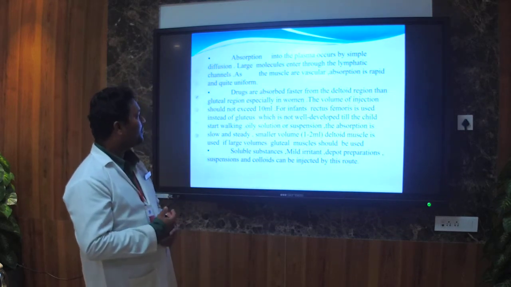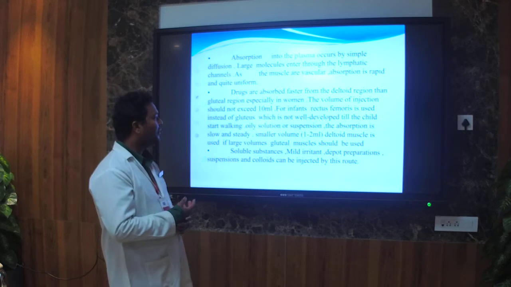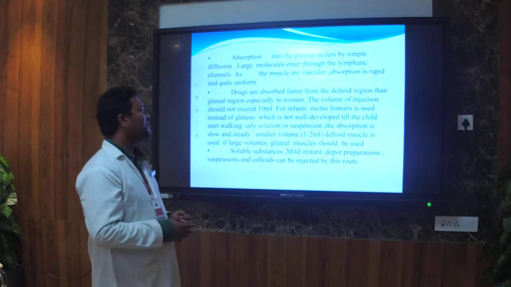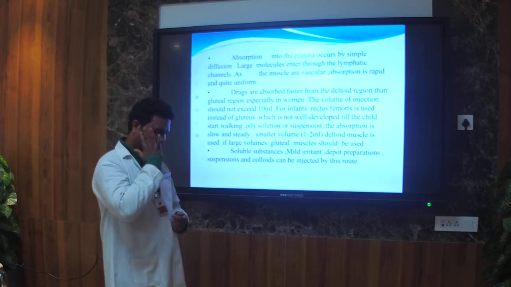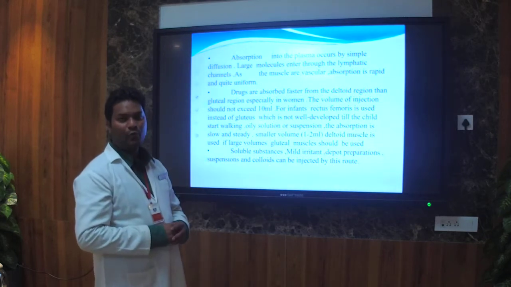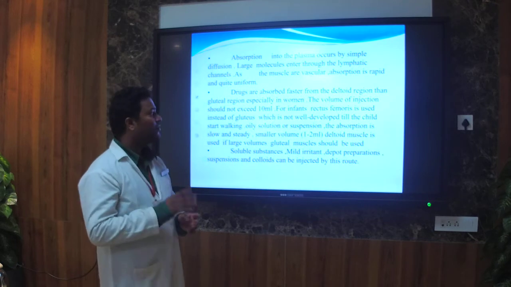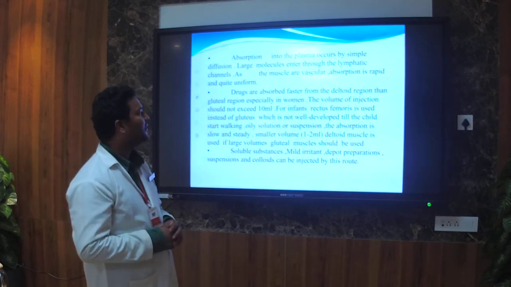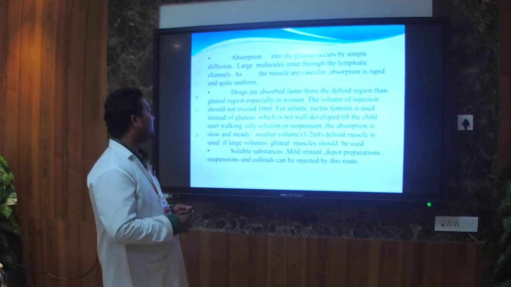Then drugs are reabsorbed faster from the deltoid region than the gluteal region, especially in women. So, the deltoid region is the upper extremity and the gluteal region is the lower extremity. So, for women, the deltoid region gets more absorption than the gluteal region.